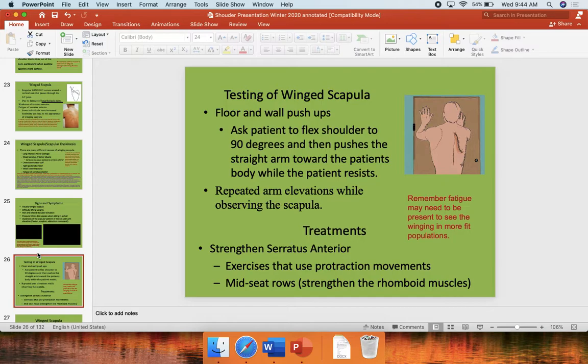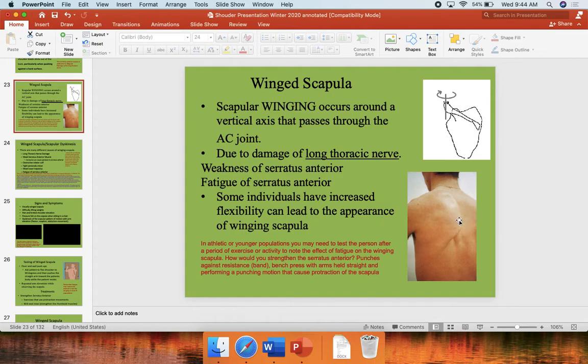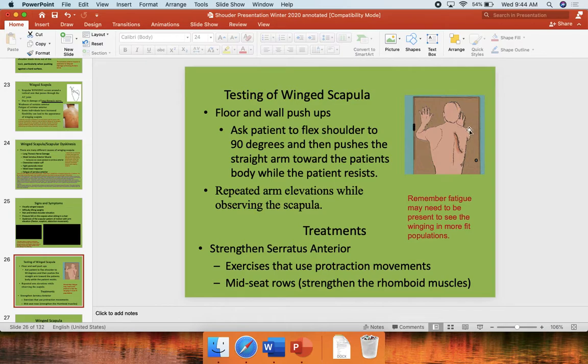Okay, so this is where we want to get to: testing of that winged scapula. As I mentioned, you can just make an observation a lot of times that the scapula will be winged. However, there are some tests that we can do to assess for winging of the scapula, because maybe during rest the scapula doesn't protrude, but as we do our activities, that is when the scapula protrudes. Some easy tests are floor or wall push-ups. Essentially, you choose a functional activity, have the person do it, and watch that scapula and see what it does. See if they behave equally, bilaterally, etc.